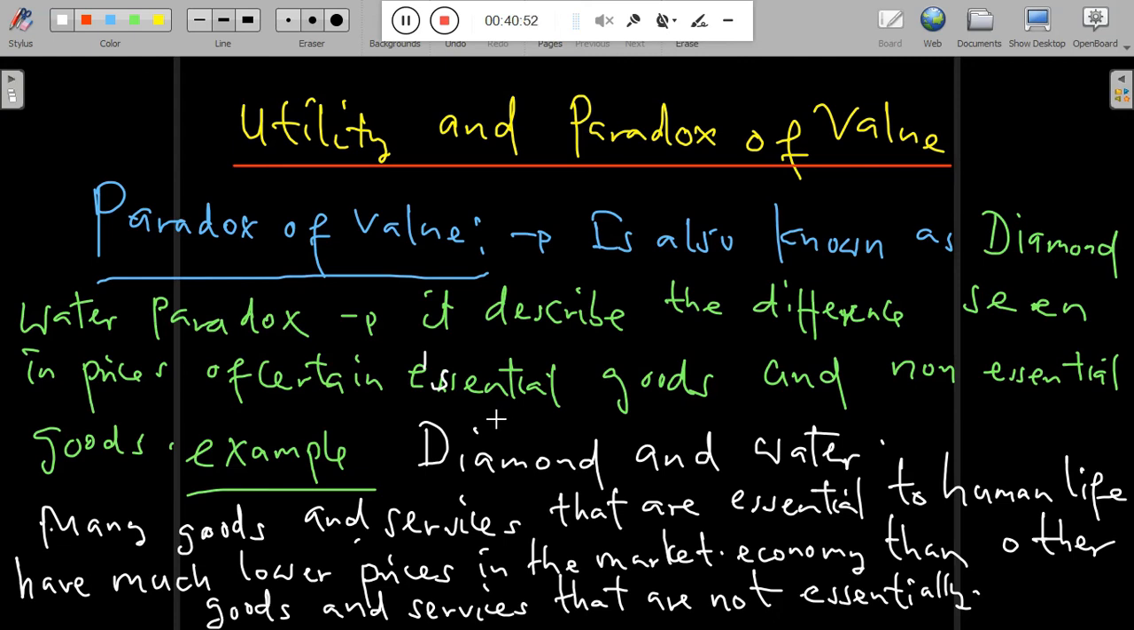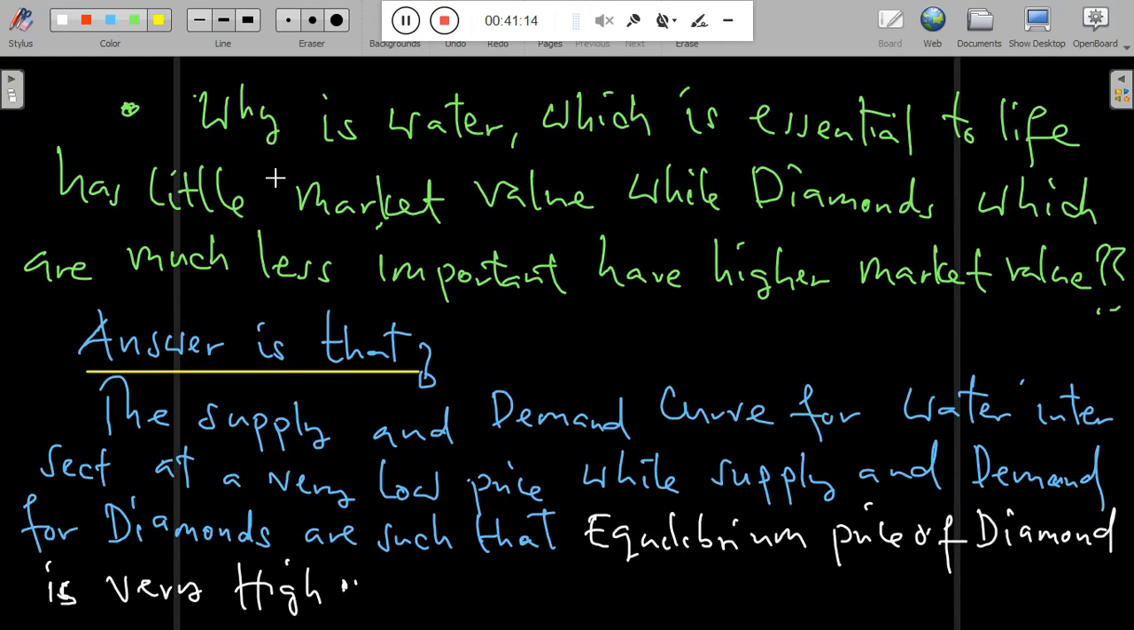Why do the prices of non-essential goods tend to be higher than those of essential goods, whose price tends to be very low? So why is water, which is essential to life, of little market value, while diamonds, which are much less important, have higher market value? The answer is that the supply and demand curves for water intersect at a very low price, while the supply and demand for diamonds are such that the equilibrium price of diamonds is very high.